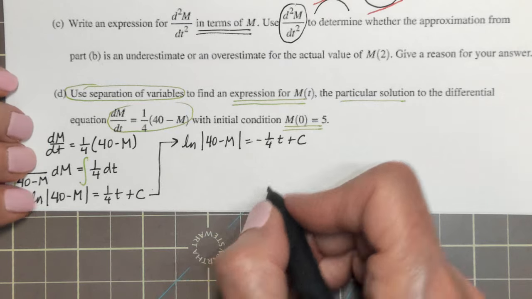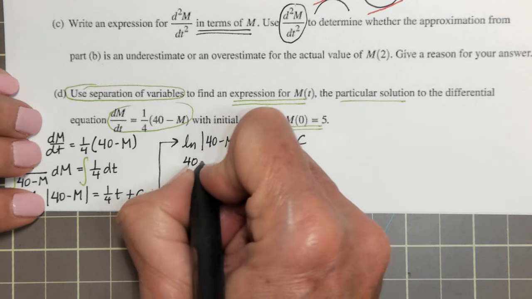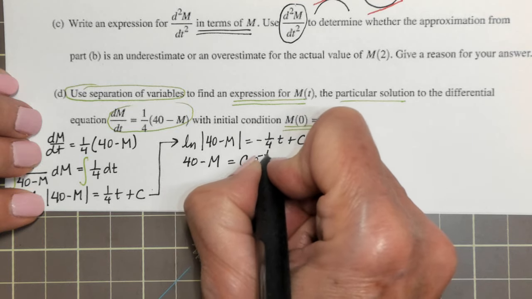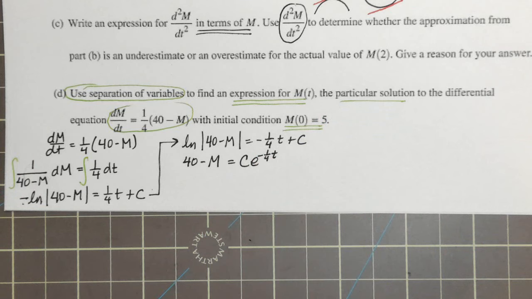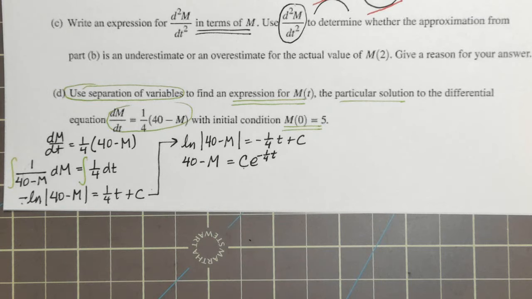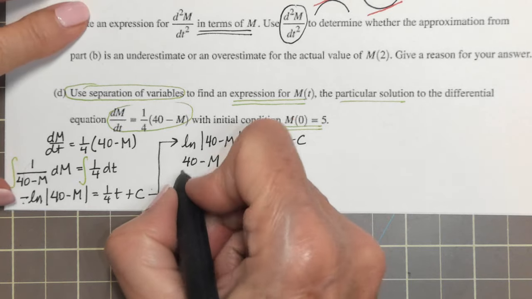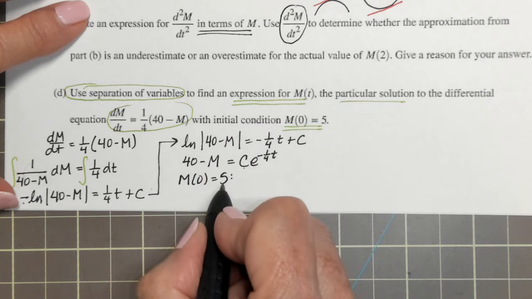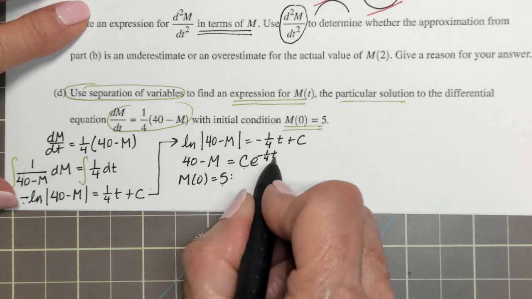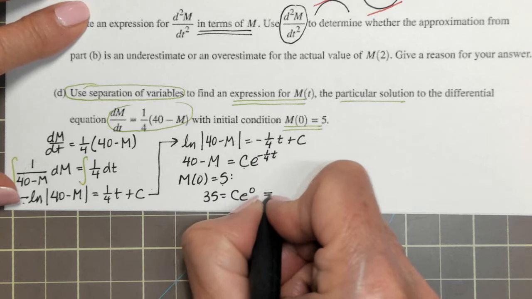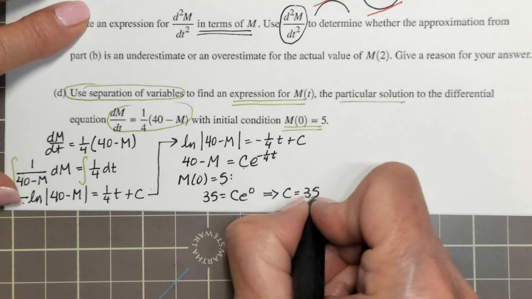Now I'm going to e to both sides. When I e to both sides, I can write this as 40 minus m is equal to c e to the negative 1/4 t. When you e to both sides, you can lose the absolute values because of how we wrote it over on this side. Okay? Now to find c, I'm using that m of 0 is 5. So I'm putting 5 in for m, 0 in for t. And I get 35 is equal to c e to the 0. So c is 35.